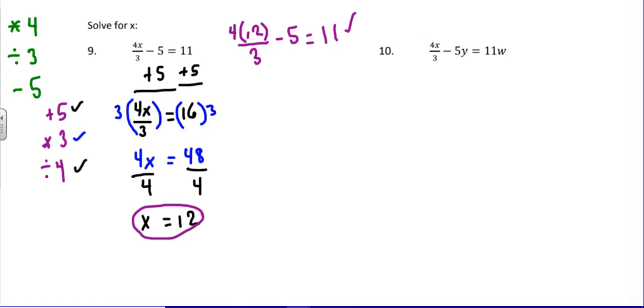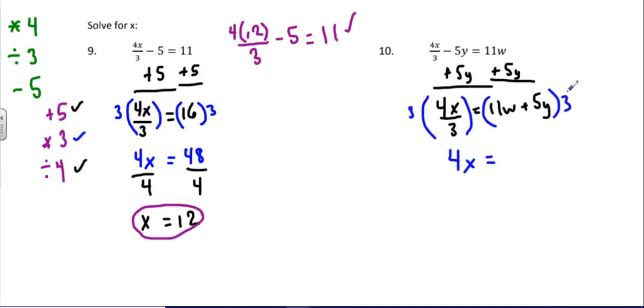So I'll start with adding 5y. It's just now these are not like terms. So I have 11w plus 5y. Can't combine those, so I just have to list them like this. Next thing to do would be to multiply by 3.